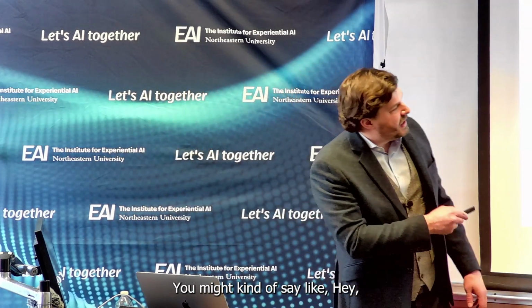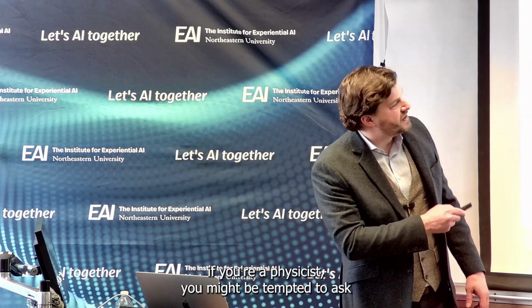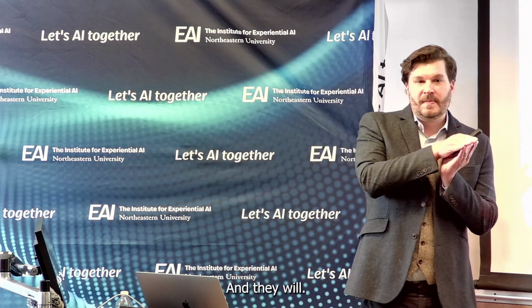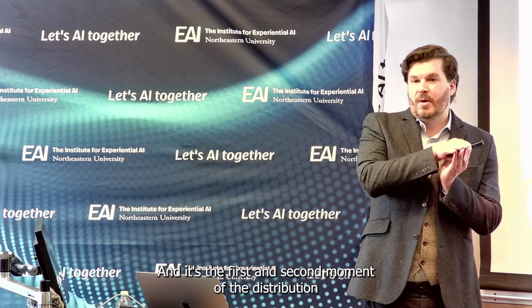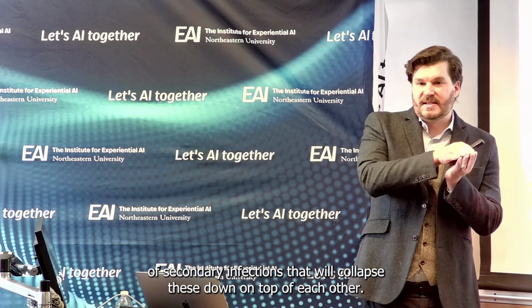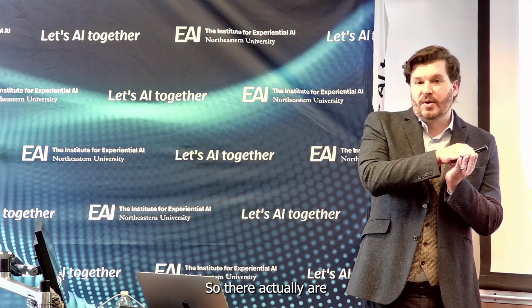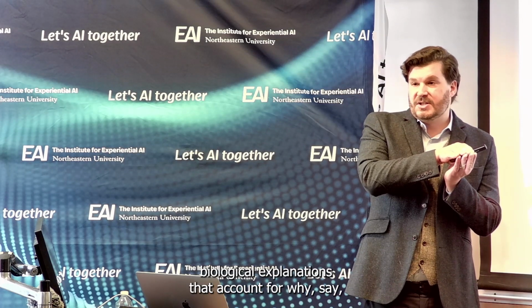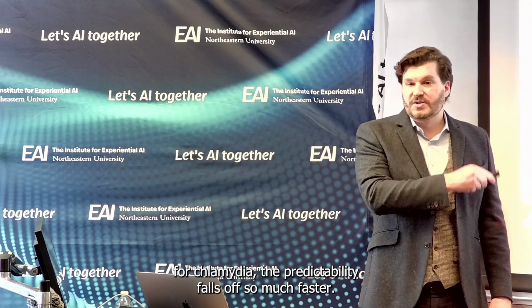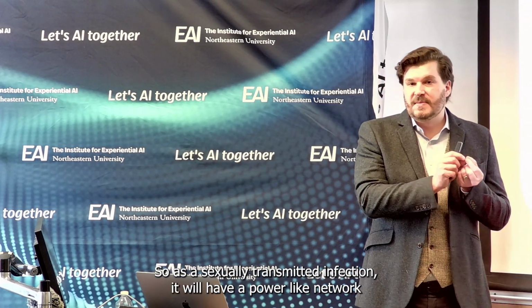If you're a physicist, you might be tempted to ask if these will collapse down on each other, and they will. And it's the first and second moment of the distribution of secondary infections that will collapse these down on top of each other. So there actually are biological explanations that account for why, say, for chlamydia, the predictability falls off so much faster. So this is a sexually transmitted infection.